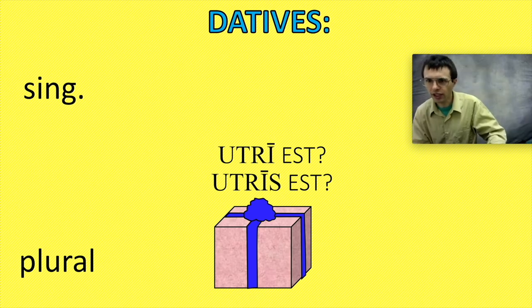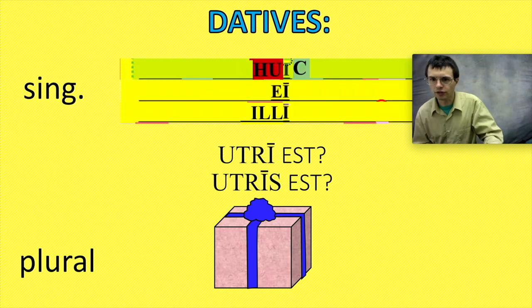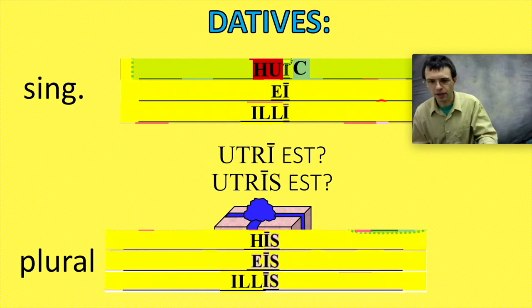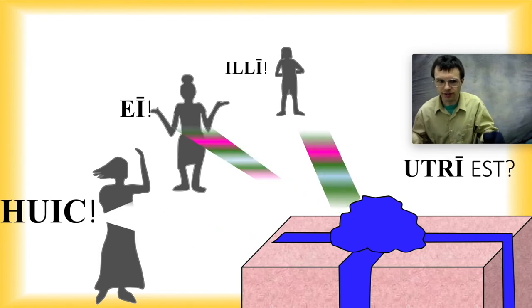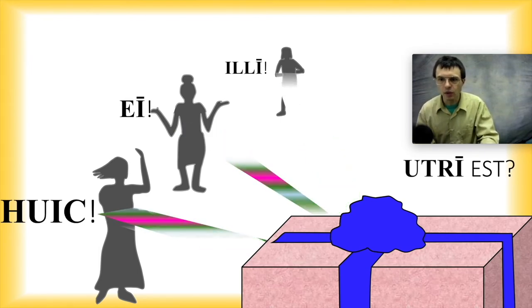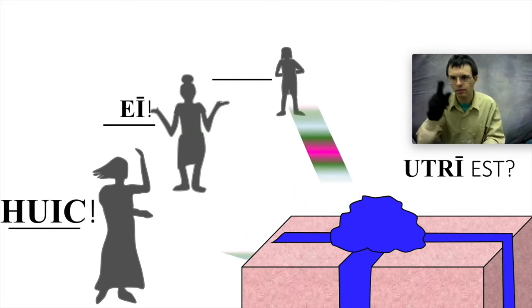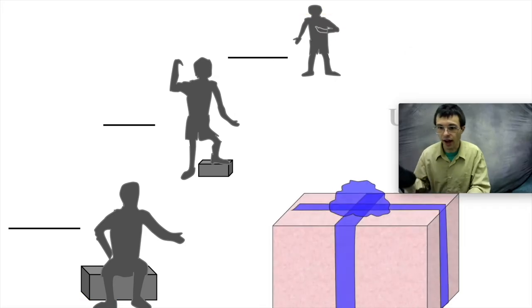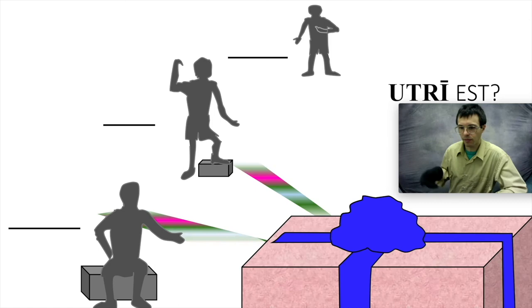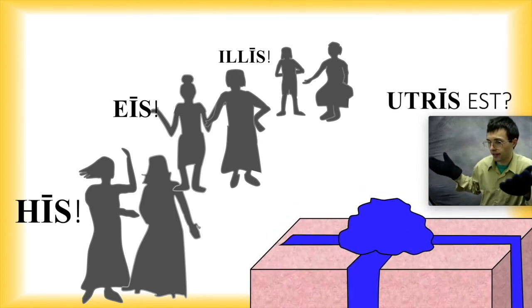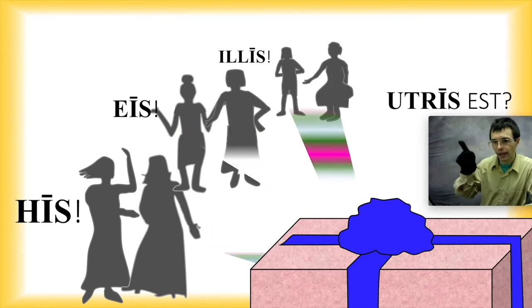Datives. If I ask "Utri est?", to one of two or more, which one is it? You're going to respond with one of these, regardless of the gender: huic, ei, illi. And if I ask "Utris est?", you're going to respond his, eis, illis. One of those. Utri est, you can respond huic, ei, or illi. And if it's a guy, utri est, you're going to respond with the exact same thing. But if it's plural, utris est, you can say his, eis, or illis. Isn't that easy?